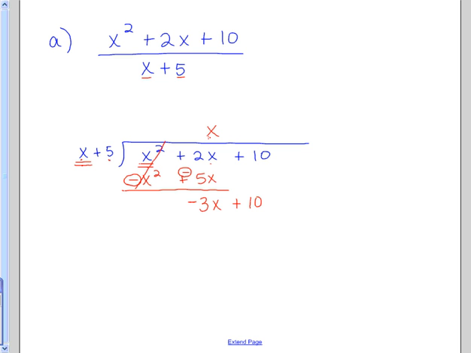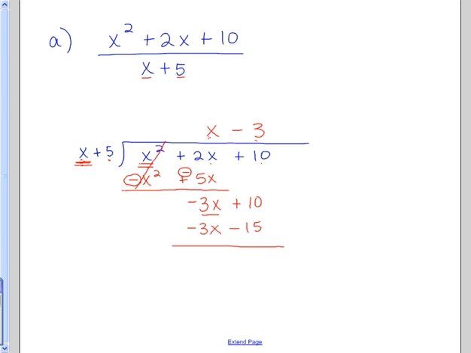Divide again. So I would ask myself, what times x would equal negative 3x? Negative 3. And see, that's a like term with the 10. It always kind of lines up that way with your like terms. Again, multiply. Negative 3 times x is negative 3x. Negative 3 times 5 is negative 15.